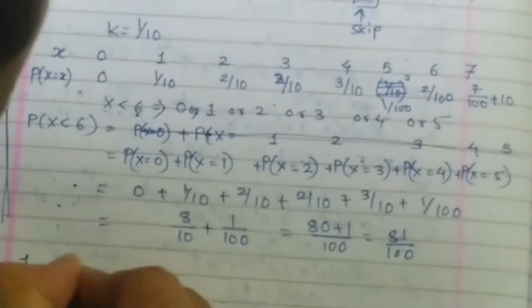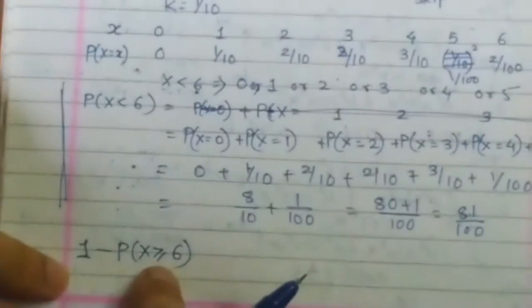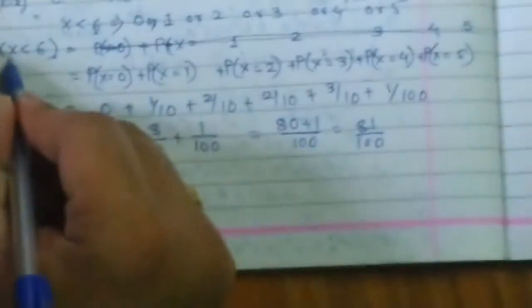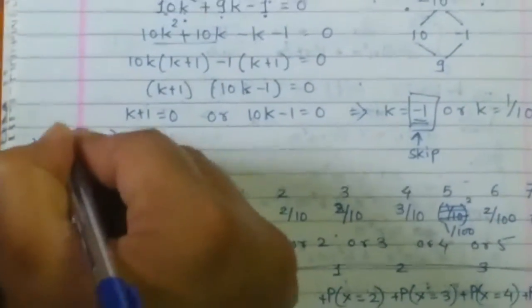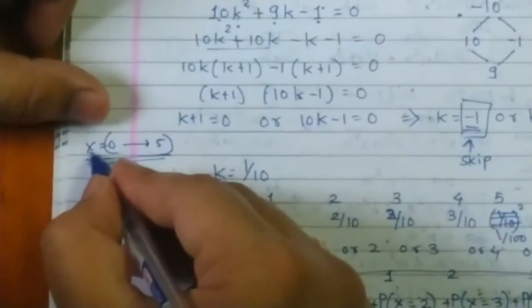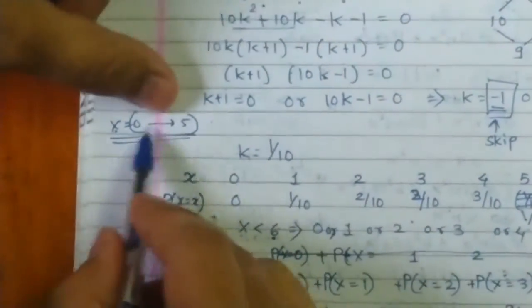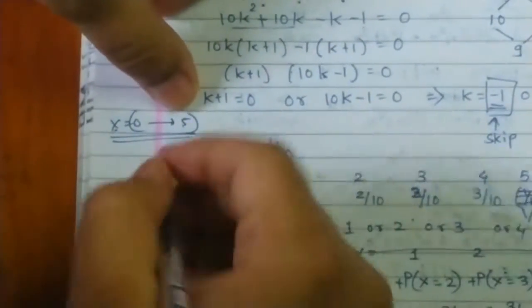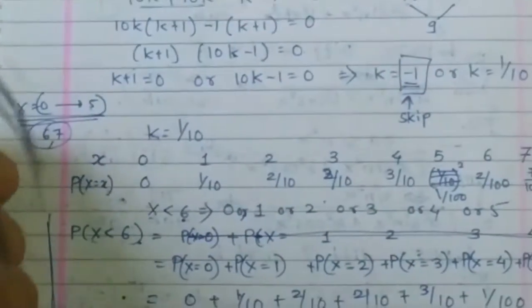1 minus probability of x greater than or equal to 6. So that means we are using the concept of the complement of the event. See, my event is x is less than 6. What is the complement of this? When I say x is less than 6, it means x contains 0 to 5. Now what is there in the complement? See, the x values are 0, 1, 2 up to 7. Out of that I am taking up to 5 here. What values remain? 6 and 7. So 6 and 7 are the values in the complement of this event, x less than 6.